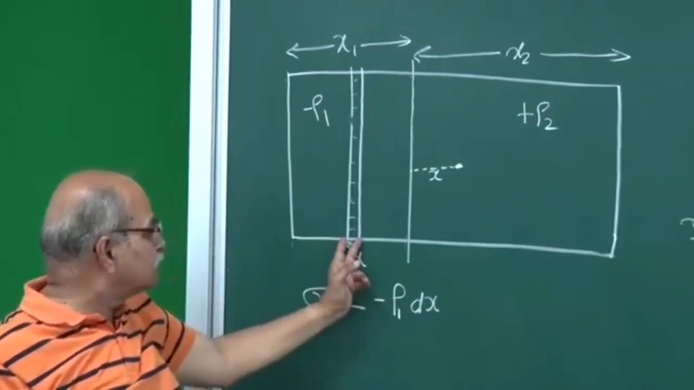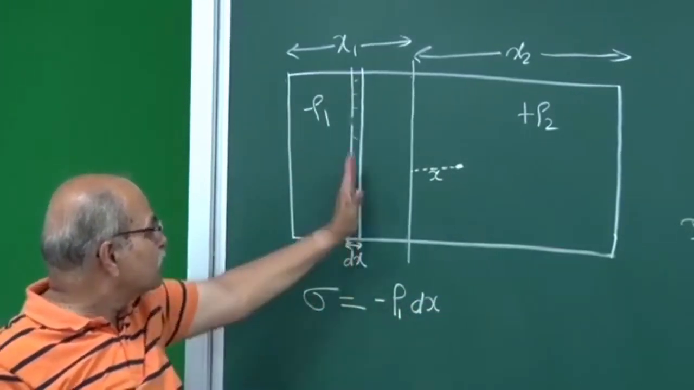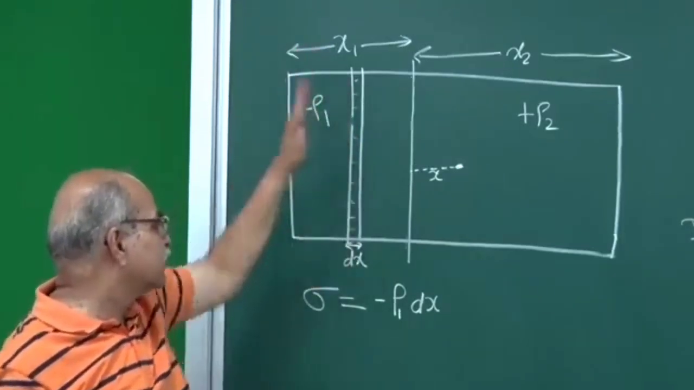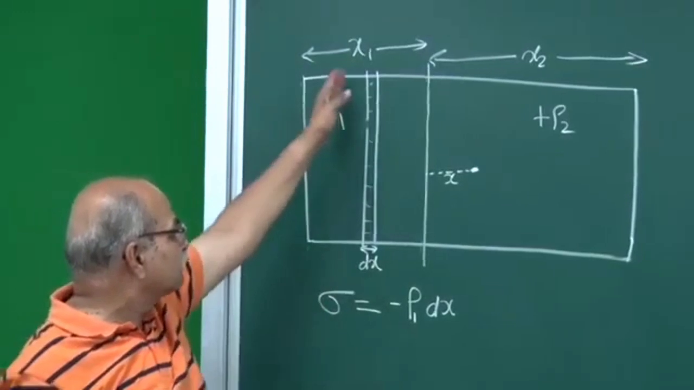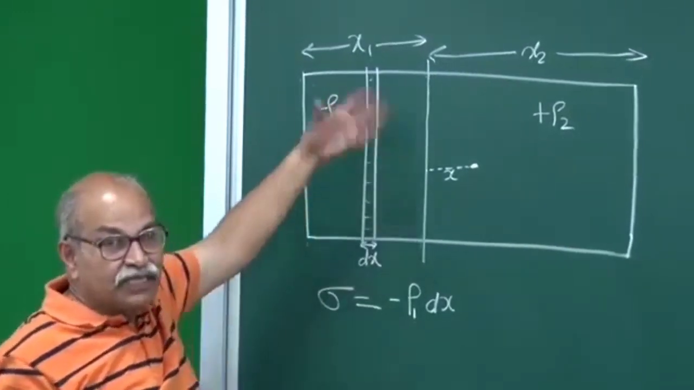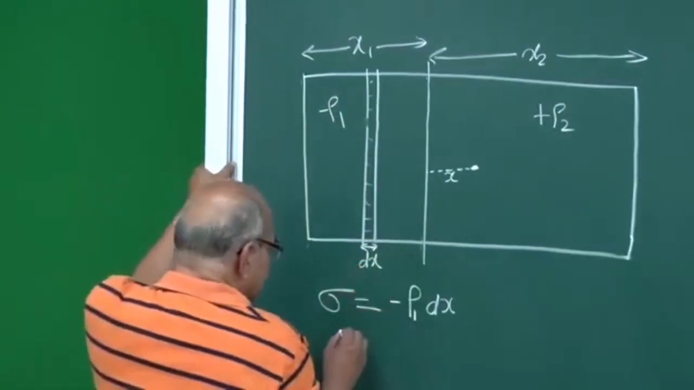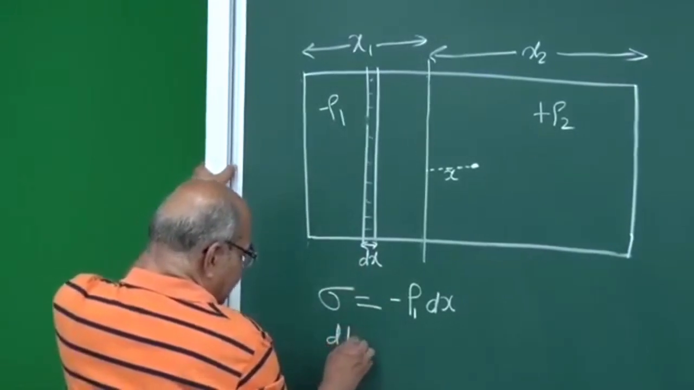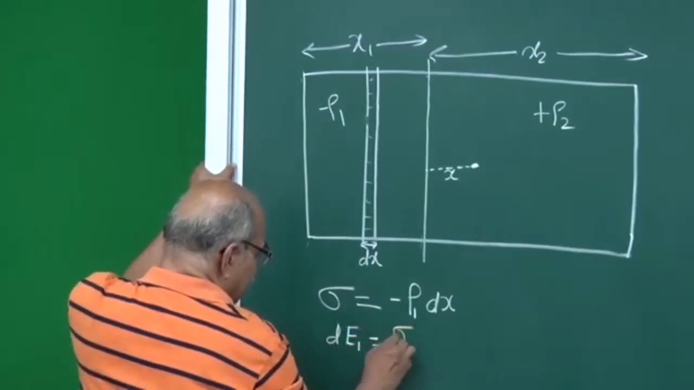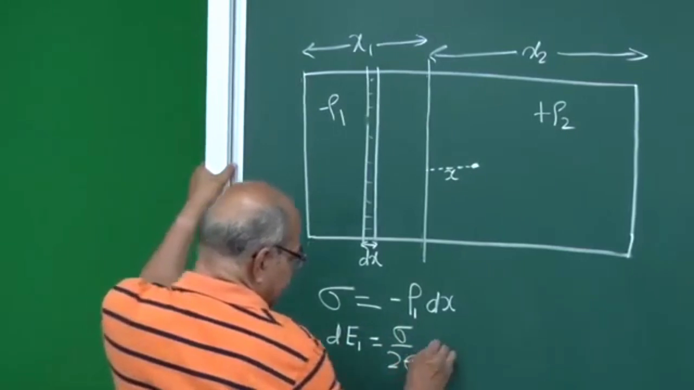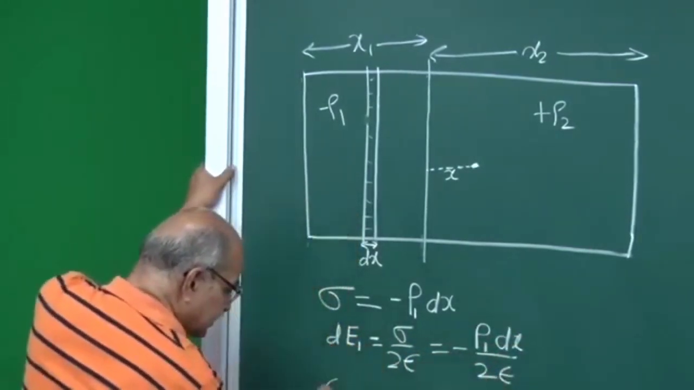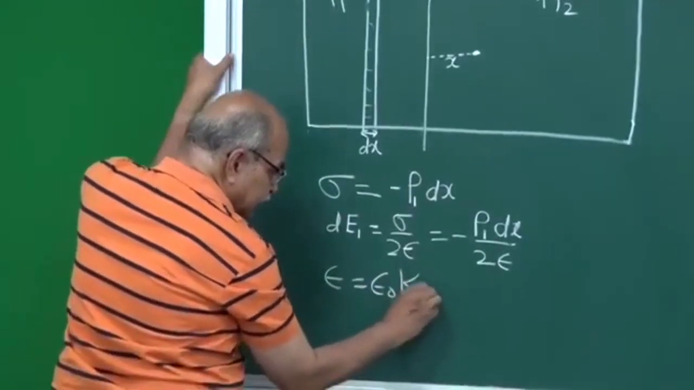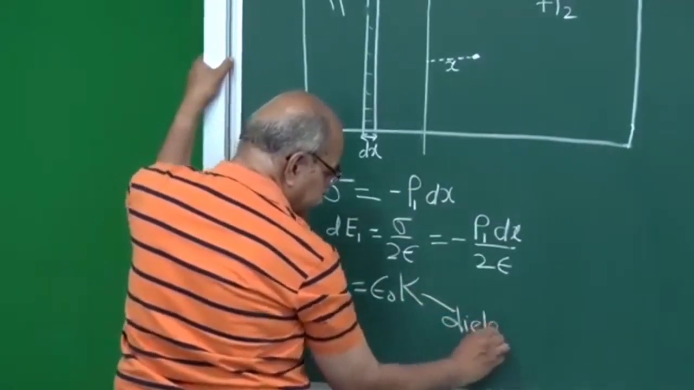Since it is a thin layer, with width dx, I can treat this whole charge as a surface charge layer. The total charge will be minus ρ1 times dx times that area, and then I divide by the area to get the charge per unit area, and that will be this much. So the electric field due to this will be dE1, that will be sigma over 2 epsilon, which is minus ρ1 dx over 2 epsilon, and this epsilon is epsilon naught times k, and k is the dielectric constant.